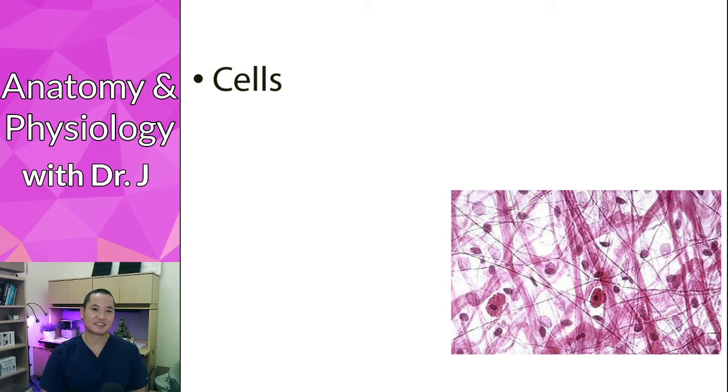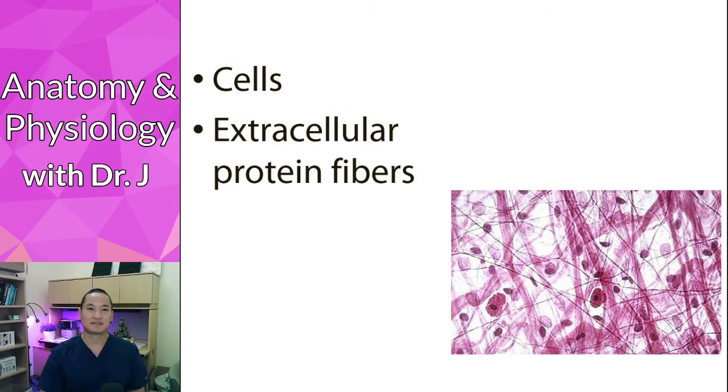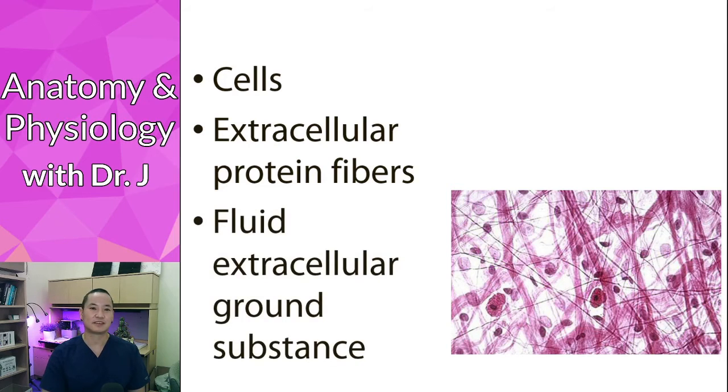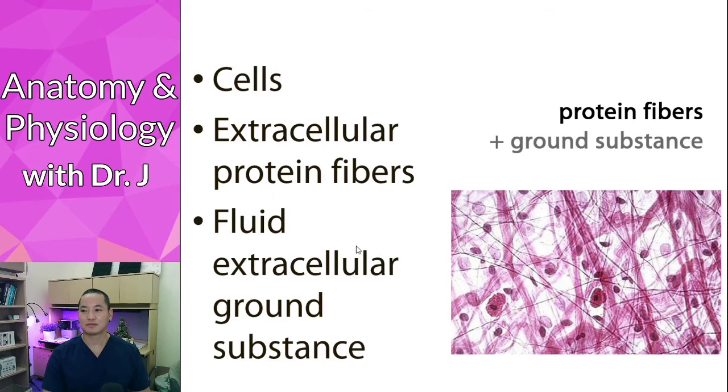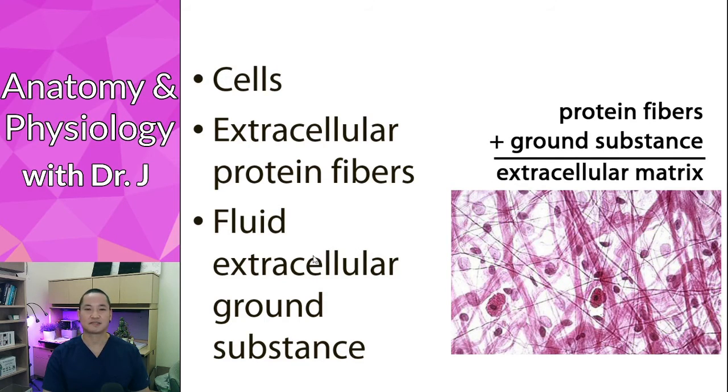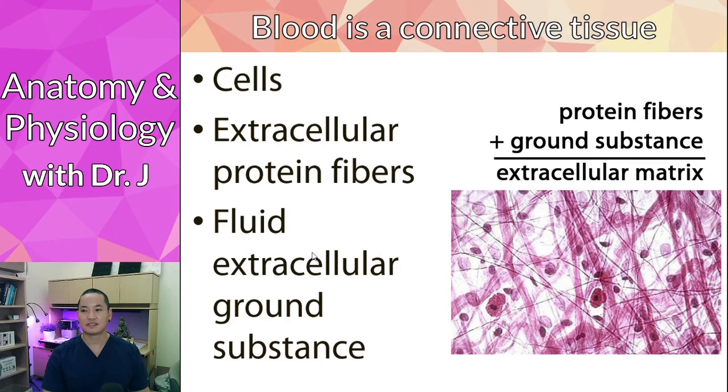They have cells. They have to connect some sort of cell together. But they have something called extracellular matrix, or matrix for short. And this matrix has protein fibers and also what you call a ground substance. So as a solid component in a typical connective tissue, you have these protein fibers, and this fluid ground substance. Protein fibers plus ground substance is an extracellular matrix, or matrix for short. Blood does have all of these components, with a little twist.